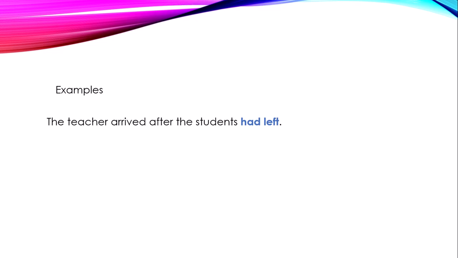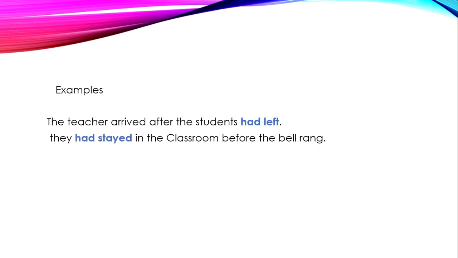The first example: the teacher arrived after the students had left. Another example: they had stayed in the classroom before the bell rang. So simply, here in the first sentence we have two actions. The teacher arrived, the students had left. The first action is in the past perfect, which is the students had left. And the second action, or the later action, which is the teacher arrived, is in the simple past.